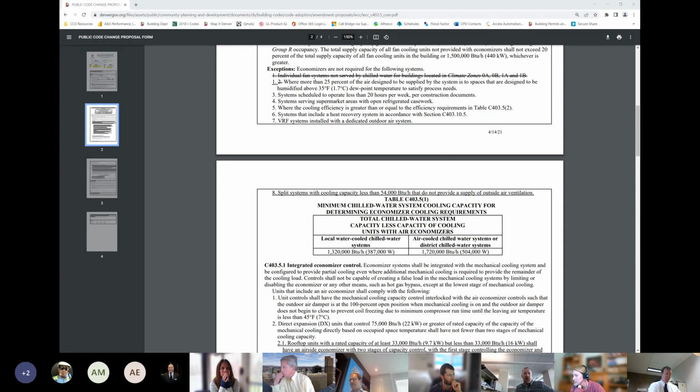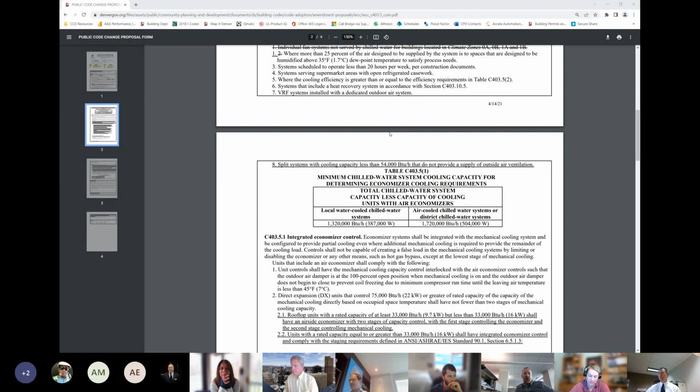And then for number 8, we went back and forth on the language a bit. But I think because it's defined elsewhere in the code, using the term split systems. So split systems with cooling capacity less than 54,000 BTUs per hour that don't provide a supply of outside air ventilation. It could be a split system, could be other types of compact systems where there's a separate outside air source.